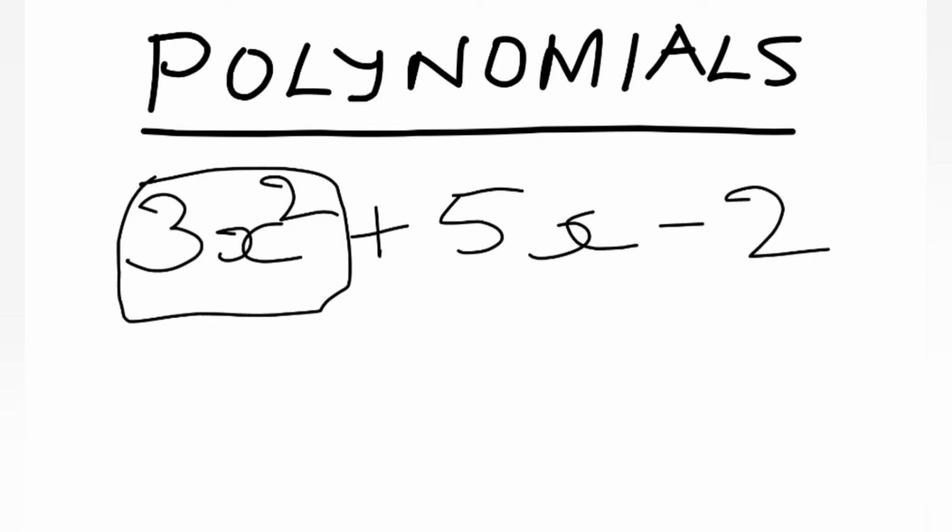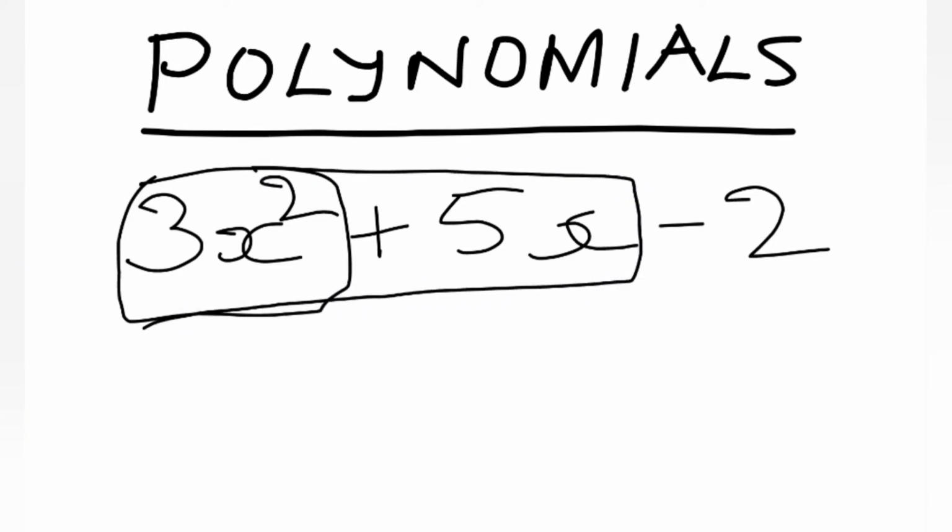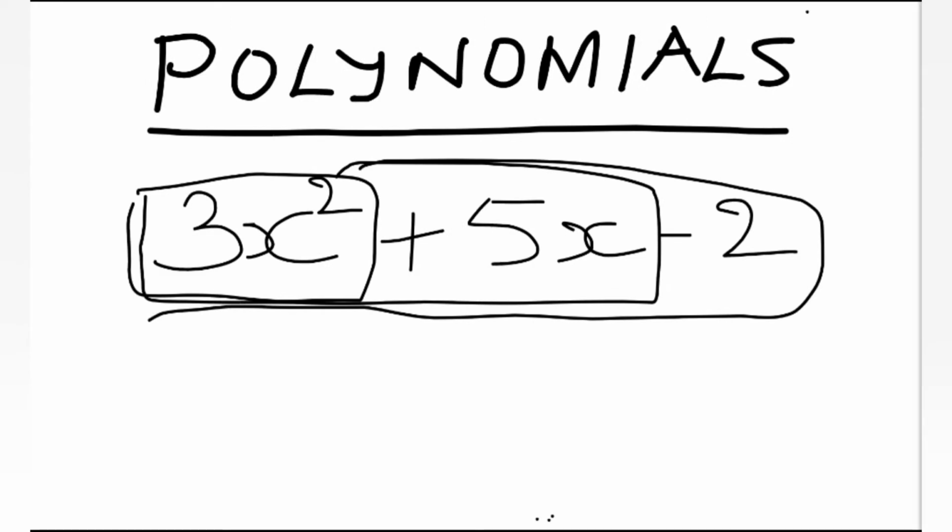And if a polynomial has two terms, then it is called a binomial. So, if this polynomial contains only two terms, that is 3x squared plus 5x, then it will be a binomial. And a polynomial having three terms is called a trinomial. So, 3x squared plus 5x minus 2 is a trinomial. Now, let us see some terms related to polynomials.